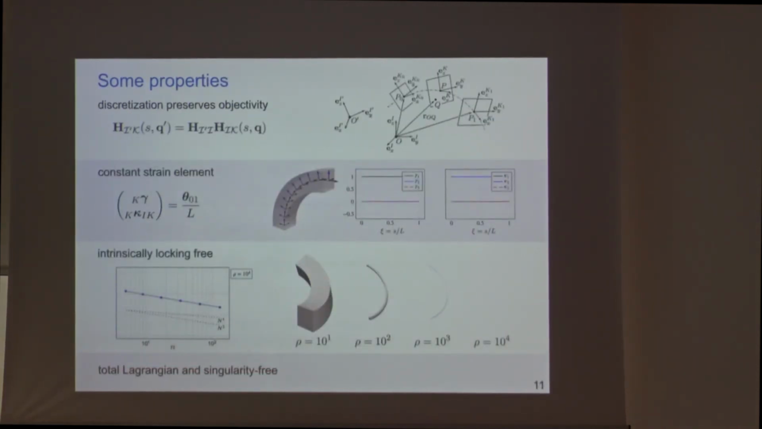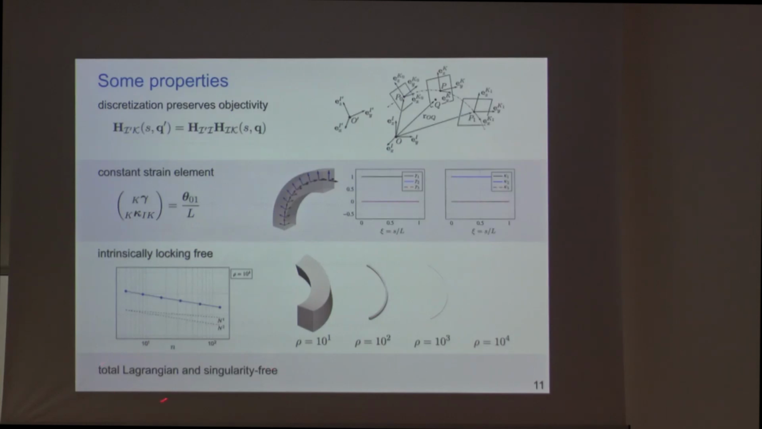So the nice thing about this interpolation is the following. Certainly it preserves objectivity, which should be something that each interpolation should preserve. And what is very special for that, it is actually a constant strain element. So it's a two-point element, and it represents constant strains. That means this formulation is intrinsically locking free. So we can make our rods as thin as possible, and there will be no locking at all, neither membrane locking nor shear locking.